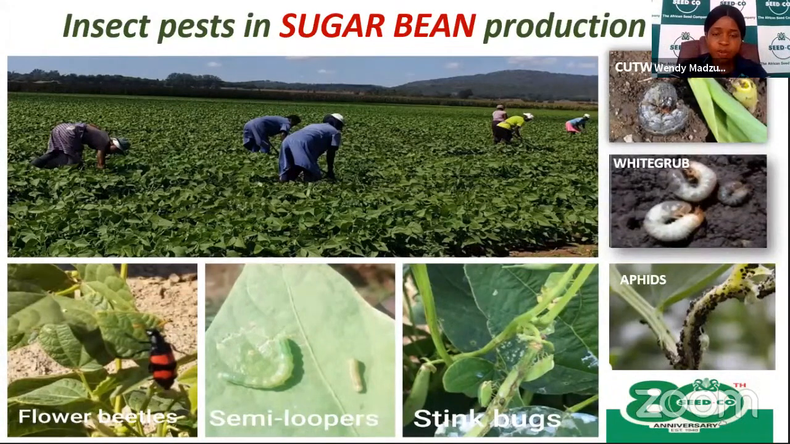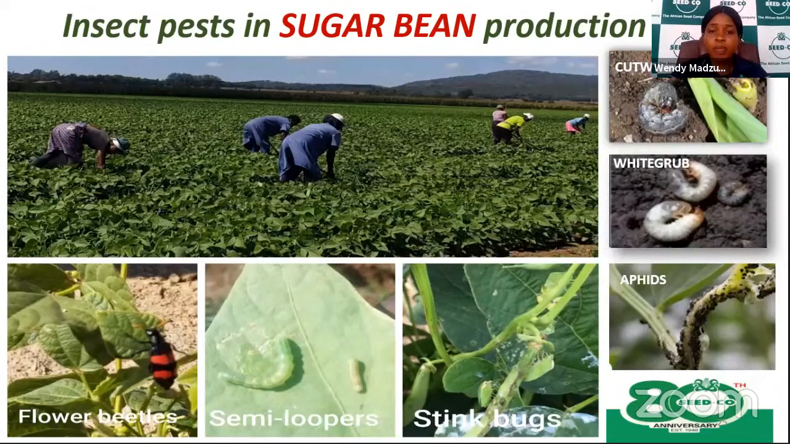Then the strip below highlights the insect pests that are most likely to come during the flowering stages of development of the sugar bean crop, where we have the beautiful looking flower beetle. But beautiful as it may look, it's devastating in that it will consume the flowers, which will affect the pod filling stage.